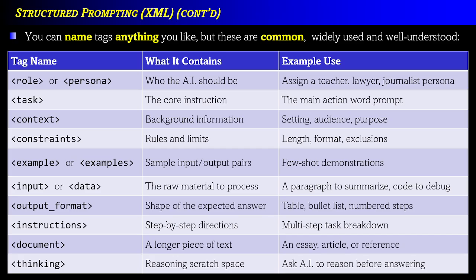Tags like output underscore format provide the shape of the expected answer, and they can be used to create tables or bulleted lists or numbered steps. And a tag like instructions can provide step-by-step directions and can be used to provide multi-step breakdowns. Tags like document give you a longer piece of text and can be used for essays or articles or reference. And finally, a tag like thinking can essentially contain reasoning scratch space for the AI. What it does is it asks the AI to reason before answering, and it might even show you the steps of reasoning, depending on the model.